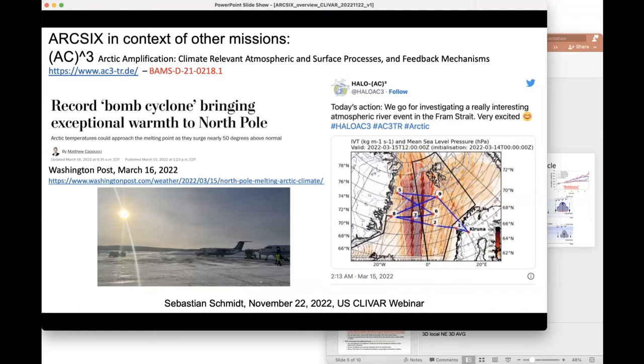It was interesting because I was in that campaign dropping dropsondes from one of the planes that you can see here. We were fortunate in that this time in the spring, March 15th, we had a lot of these warm air intrusions happening. It was one of the most significant events in a long time, to the point that several newspapers published on this. This here is a screenshot from the Washington Post, and on the right-hand side is a tweet by the flight planners.